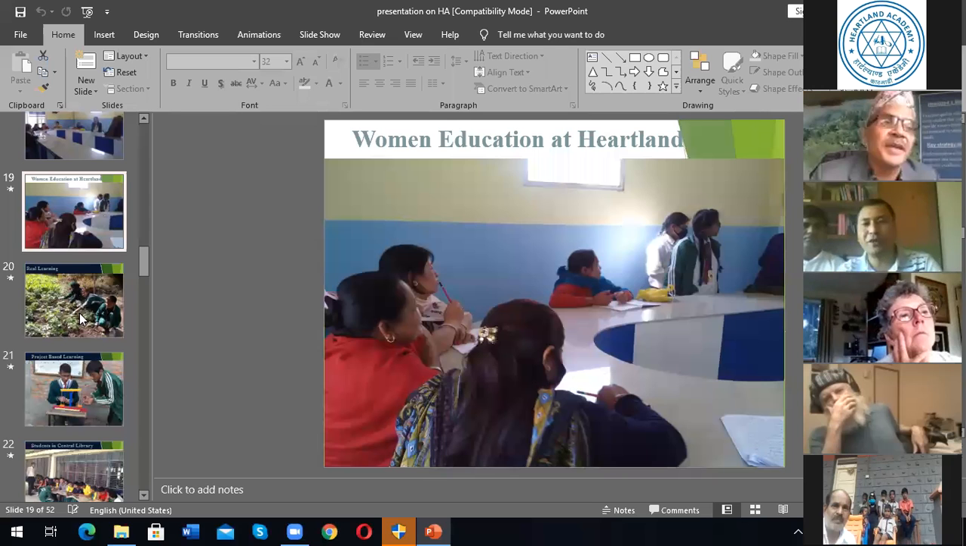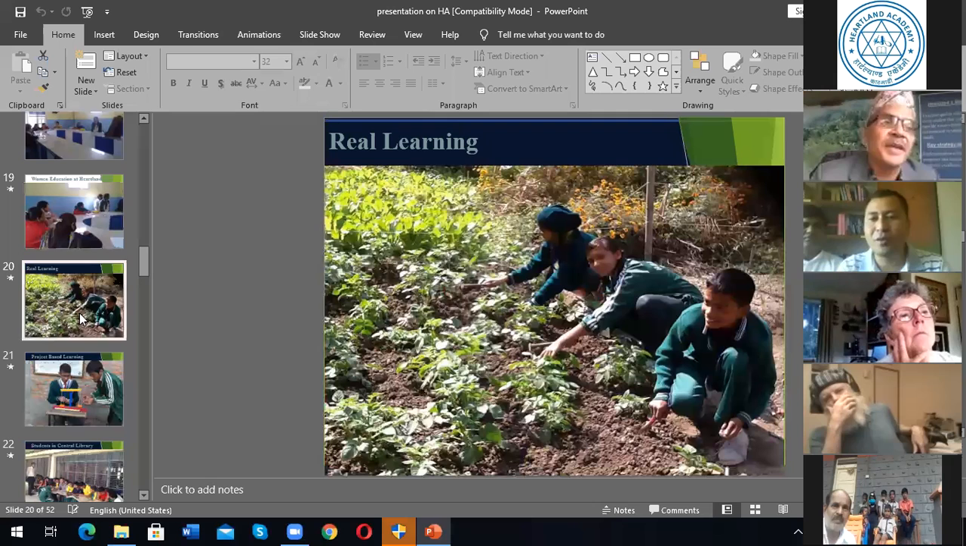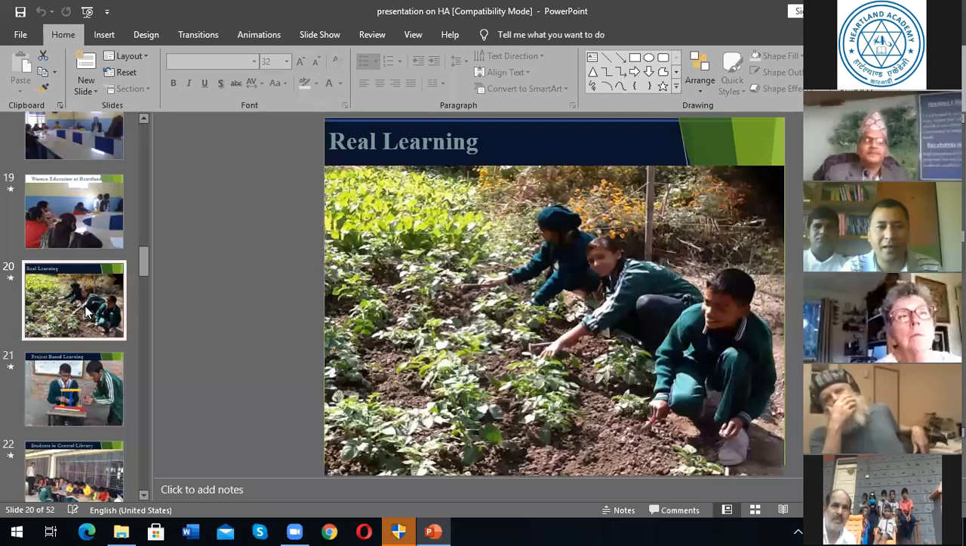Now let me show some pictures of our students. They are engaged in many more activities, and let me show it in a short period of time. In this picture, our students are working at our agricultural site and doing some agricultural activity.